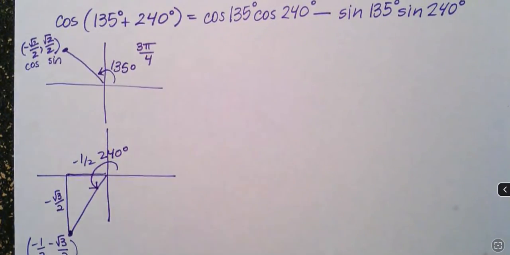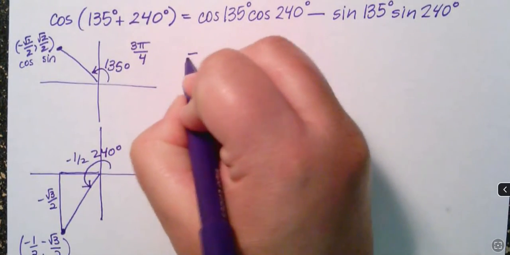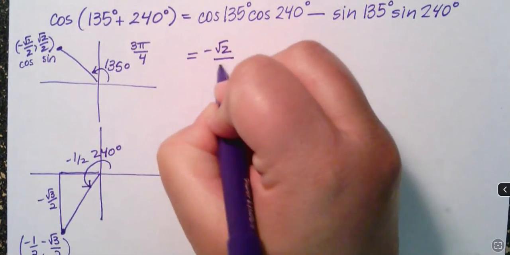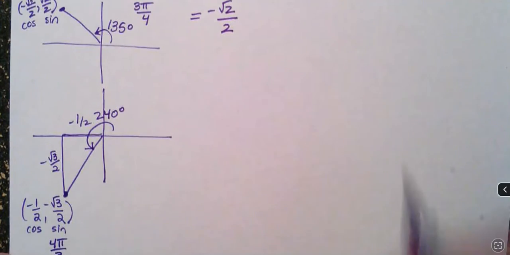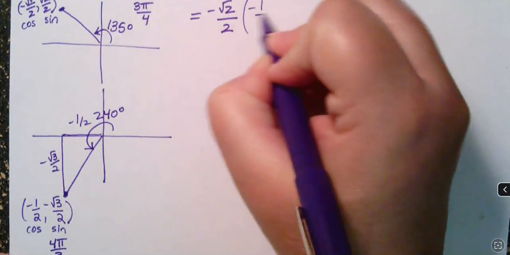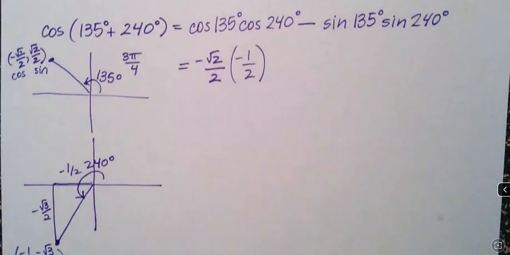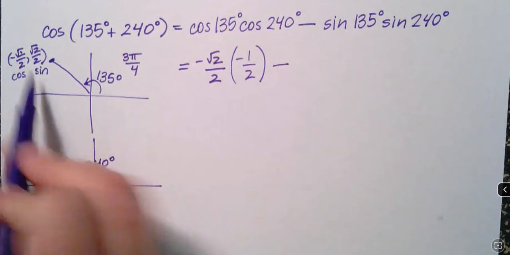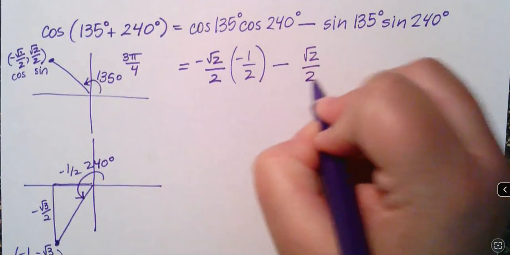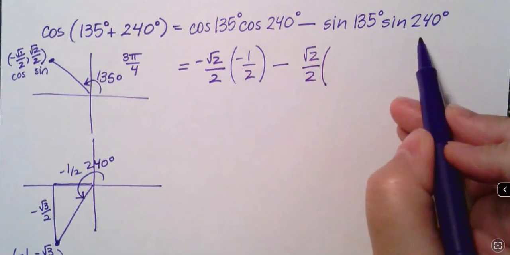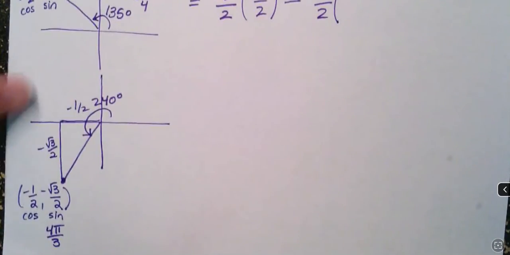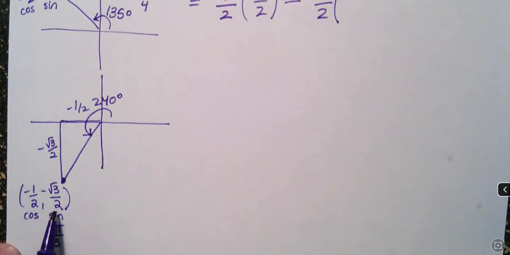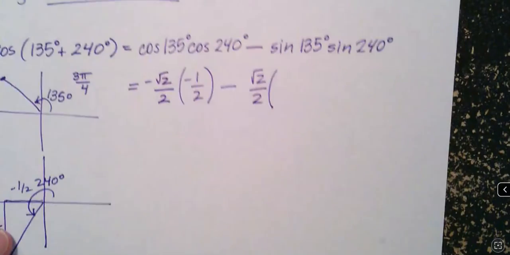All right, so I'm going to do the cosine of 135, which is negative root 2 over 2, times the cosine of 240, which is negative 1/2, right here, minus sine of 135, which is positive root 2 over 2, times sine of 240, which coming back down here is negative root 3 over 2.